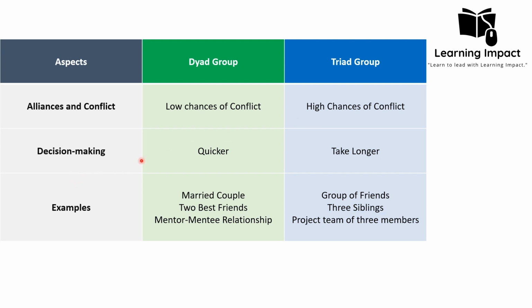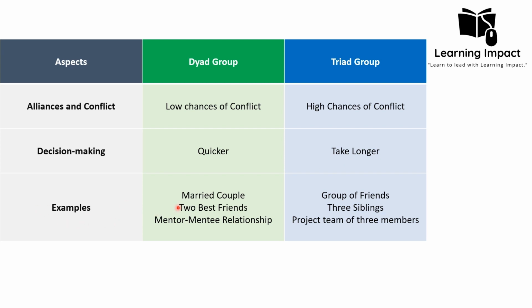Then decision making. In case of the dyad group, the decision making is quicker, because there are only two members, so it is easy to take the decision. While in case of the triad group, you have to convince each and every member of the group to take any decision. So decision in case of the triad group takes longer.